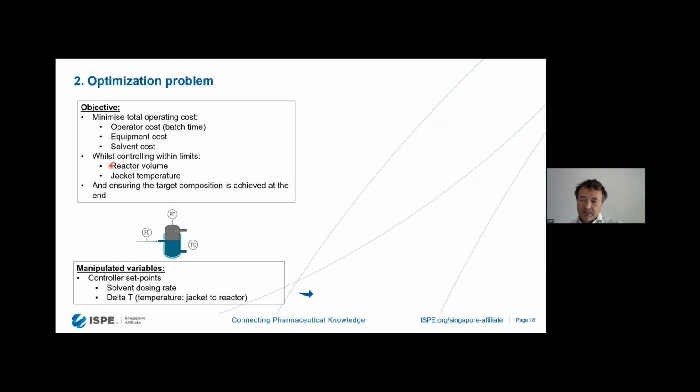We, of course, have constraints. We cannot have too high a volume. We shouldn't have too low a volume. Jacket temperature needs to stay within certain ranges. And what we can manipulate is the rate at which we add the solvent, the new solvent. And also we can, of course, change the heat input by manipulating the temperature of the utility system.